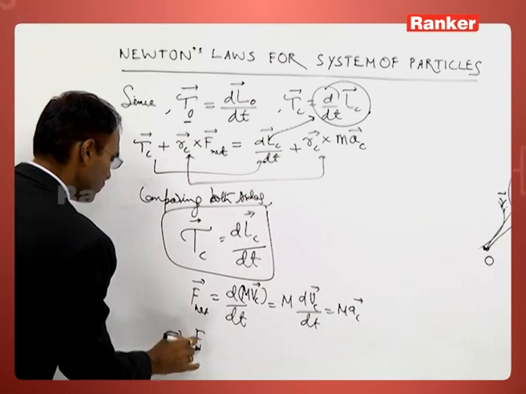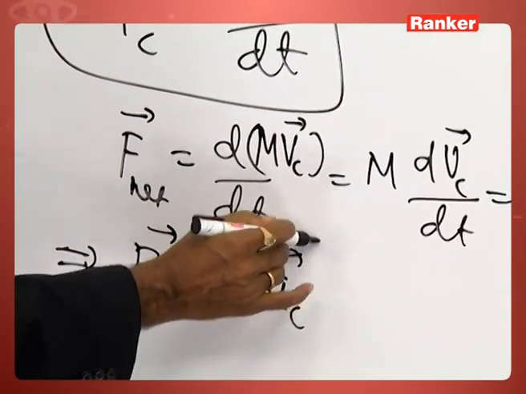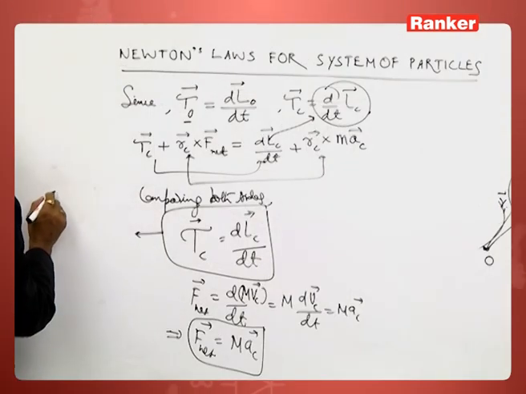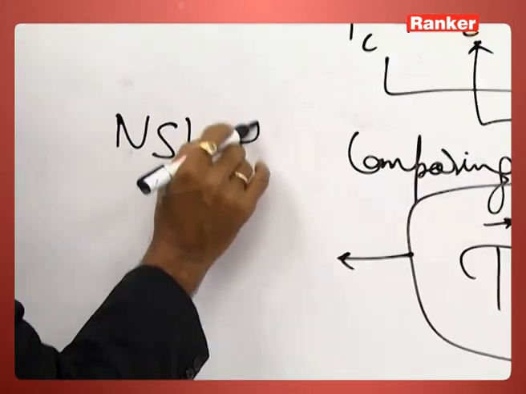Therefore, we are getting two sets of equations. F net is equal to the total mass times the acceleration of the center of mass. This is called Newton's second law of rotation.